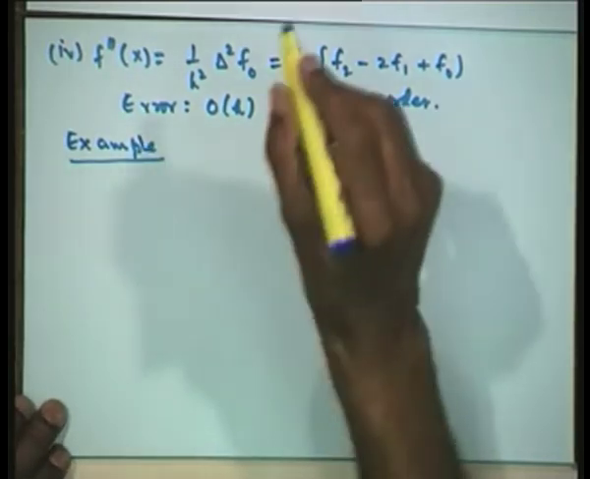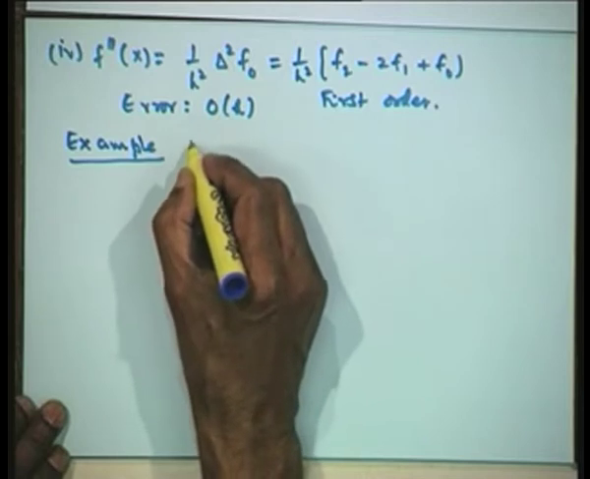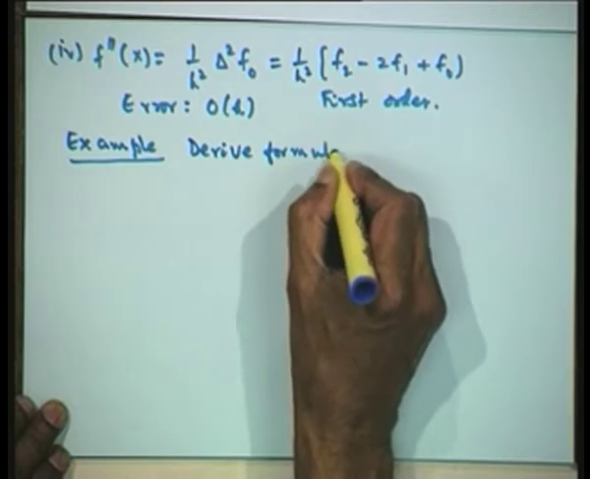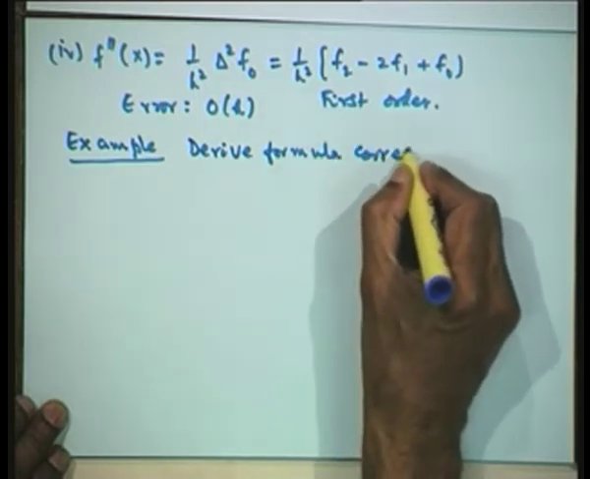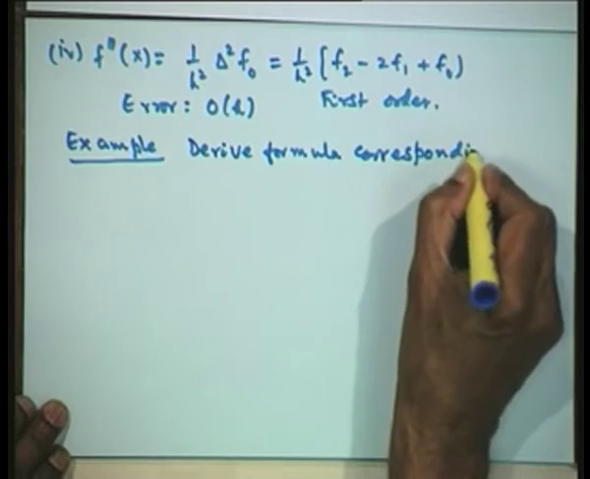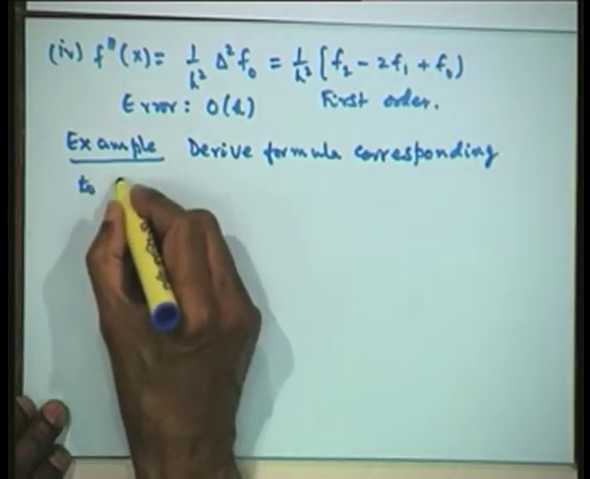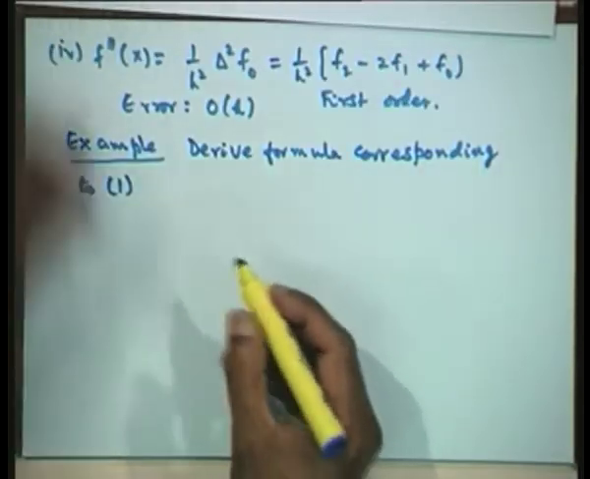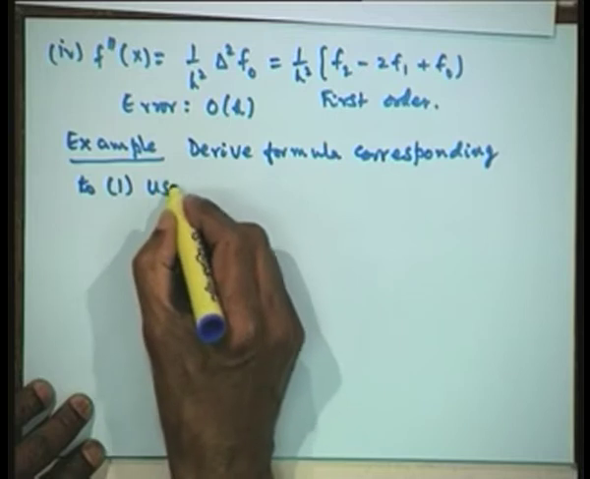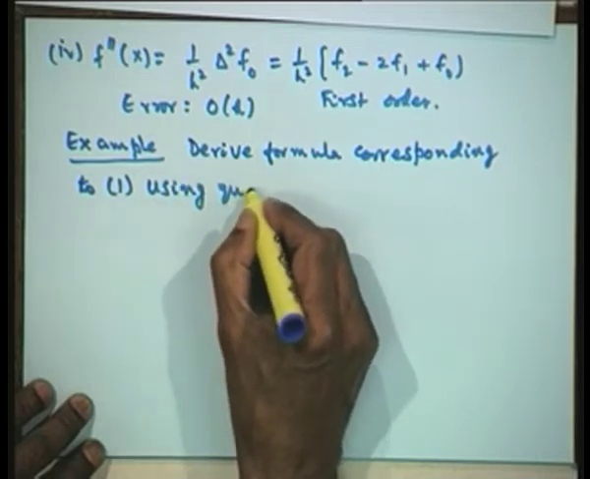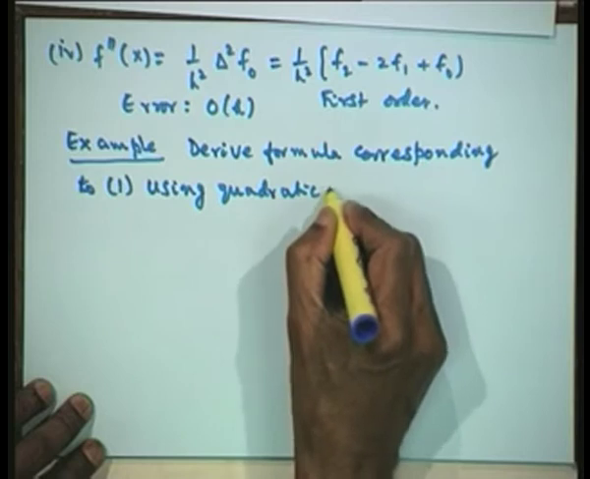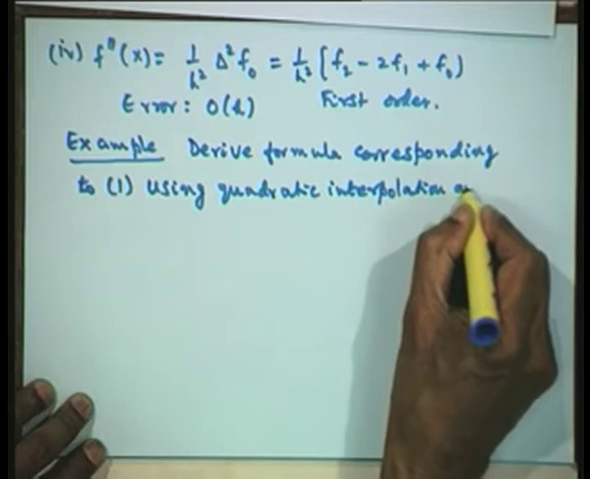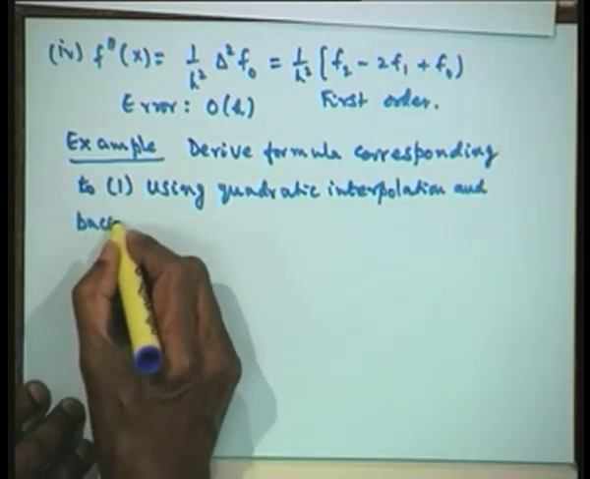Now I will take a simple theoretical example first. Derive the formula corresponding to 1, I mean to say 1 is this particular formula that we have written here and numbered as 1, using quadratic interpolation and backward differences.